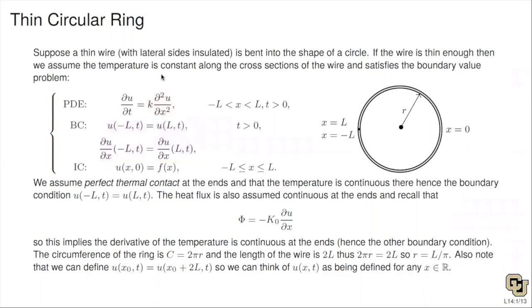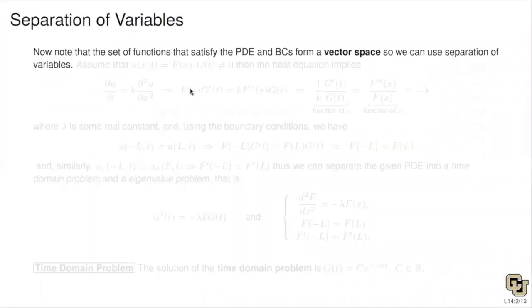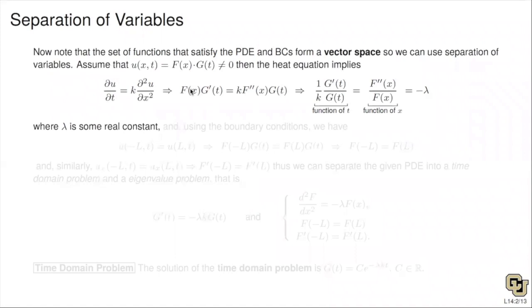And so we don't have to do transient and steady state. We don't have to break it up into U bar plus V. In this case, we can do separation of variables directly on the variable U because the set of functions that satisfy the PDE and boundary conditions form a vector space. So now I'm going to assume U of x,t equals F of X times G of T, and that they're non-trivial.